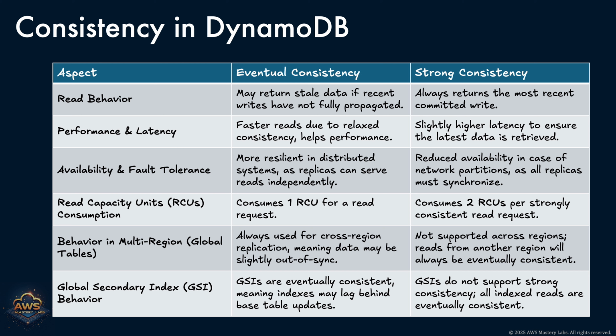Ultimately, the choice between eventual and strong consistency depends on the application's needs. Eventual consistency is ideal for high-performance distributed workloads, while strong consistency is necessary for real-time accuracy in use cases such as financial transactions, inventory management, or user profile updates.